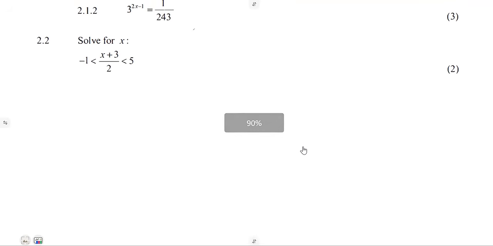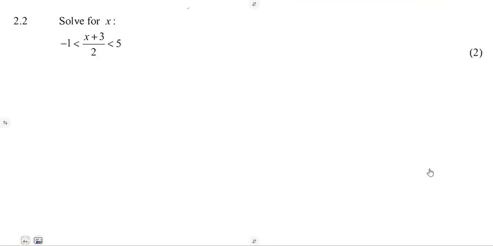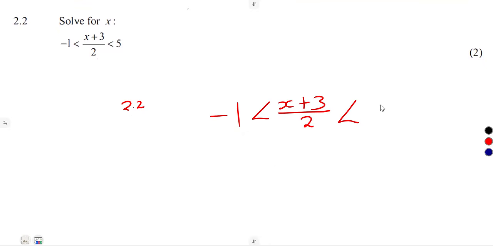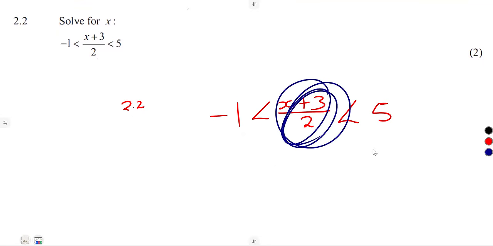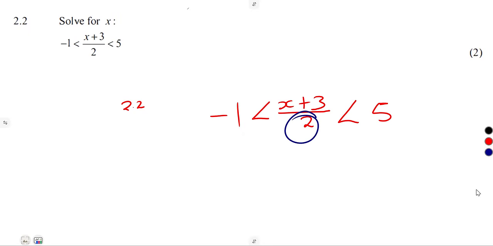All right. So for 2.2, given an inequality, we are to solve for x. There is x plus 3, everything over 2, which is greater than minus 1 but less than 5. Let's get rid of the terms surrounding x. There is a denominator there, so let's get rid of that 2. To get rid of this, you must multiply by 2. But it must be done on each and every term, meaning you multiply here by 2, and you multiply here by 2, so that we get rid of the 2.